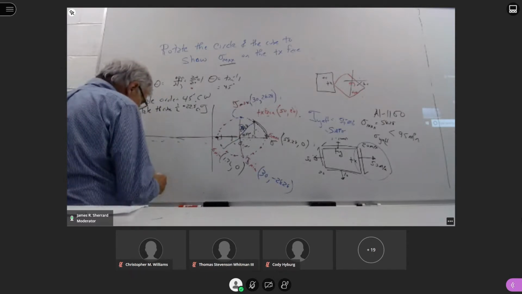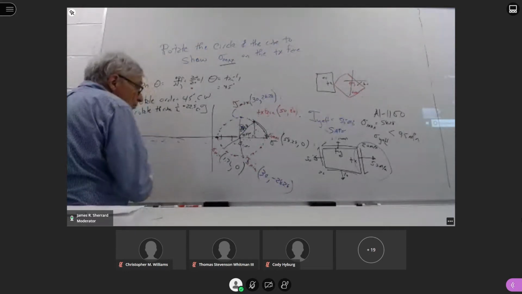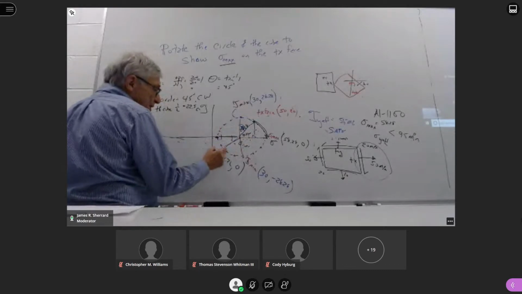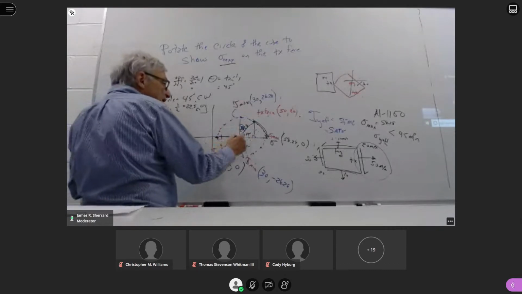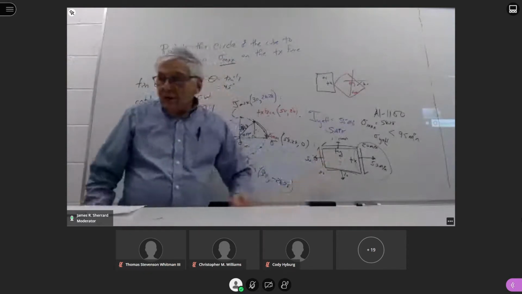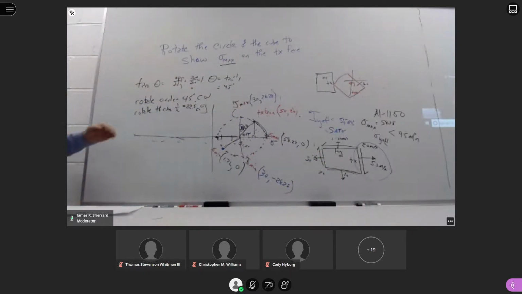Since somebody mentioned 180 degrees, if I go 180 degrees from here, so it's right here, what is 180 degrees from the plus x face on my Mohr circle? Go back and look at my cube. This ratio is what? 2 to 1. So that's going to hold wherever you go.